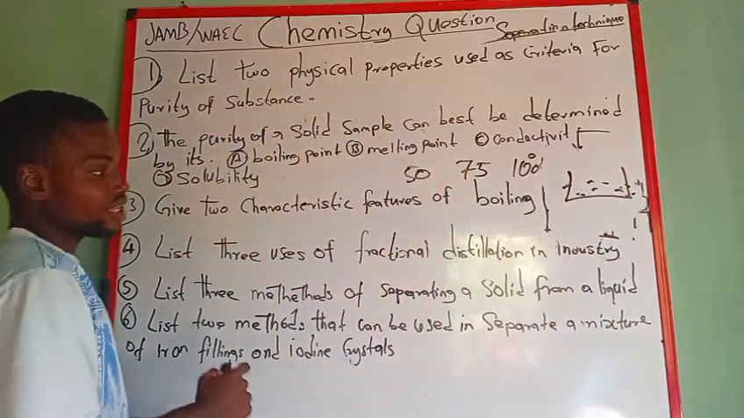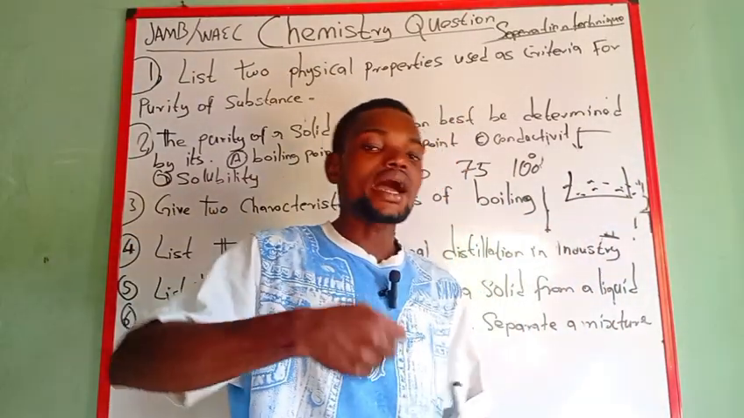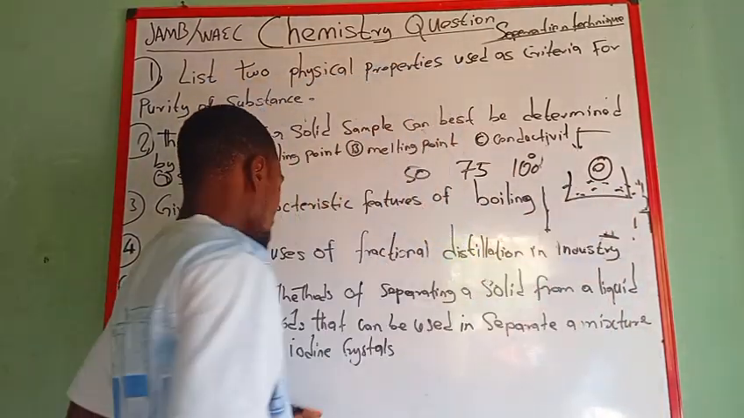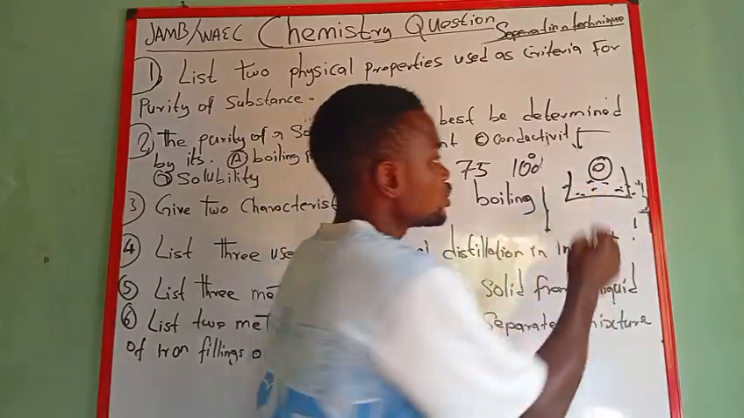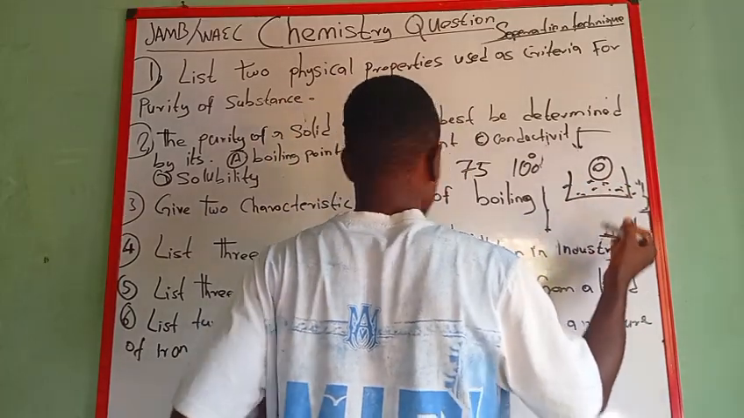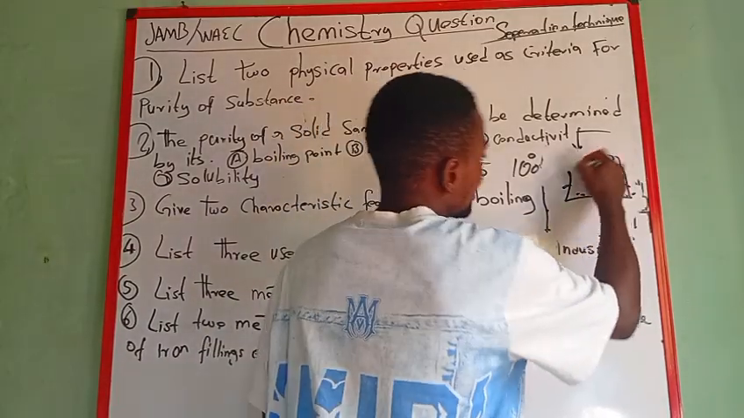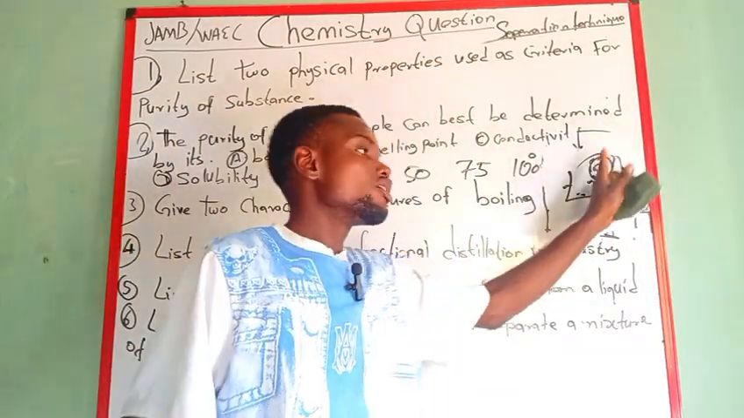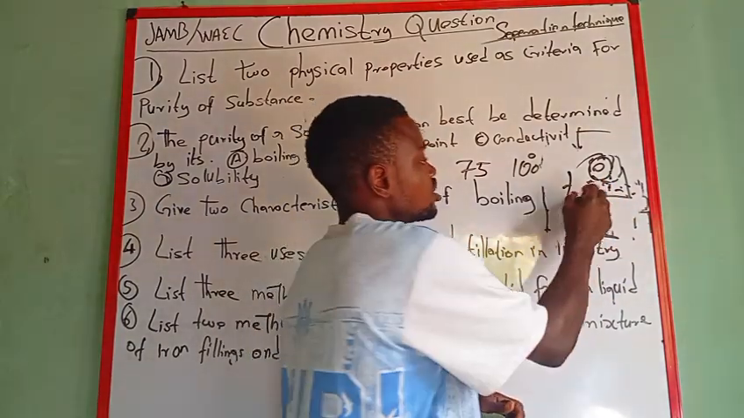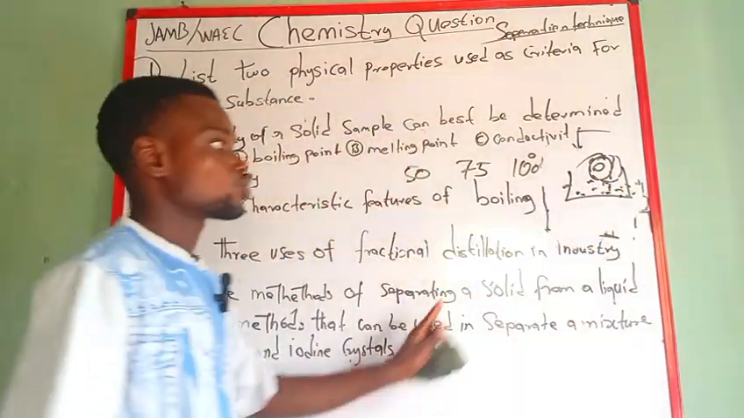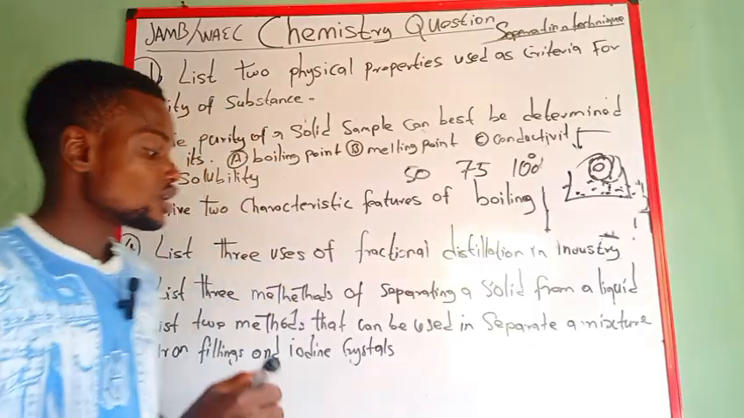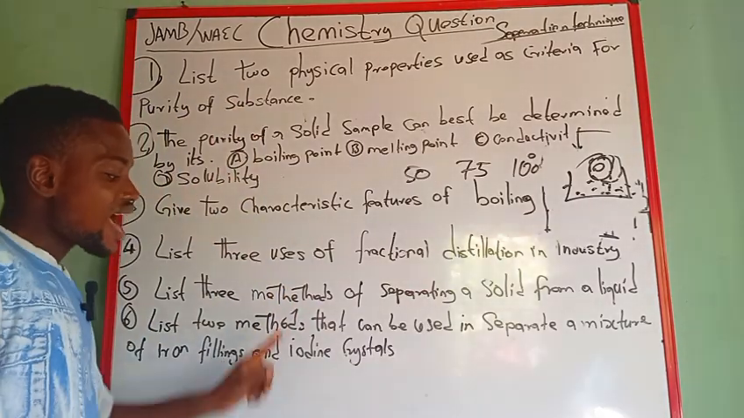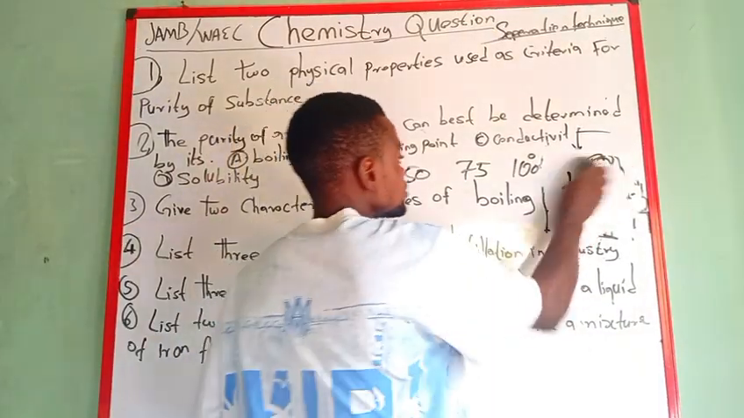Now, iron filings can be attracted by a magnet. So if I introduce a magnet to this mixture of iron filings and iodine crystals, the magnet is going to work. The iron filings are going to be attracted by the magnet. So we can use magnetic separation to remove the iron from this mixture, and what is going to remain in this container is the iodine crystals. So number one is magnet separation.